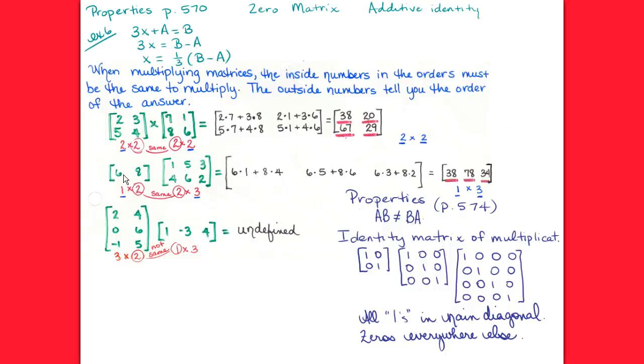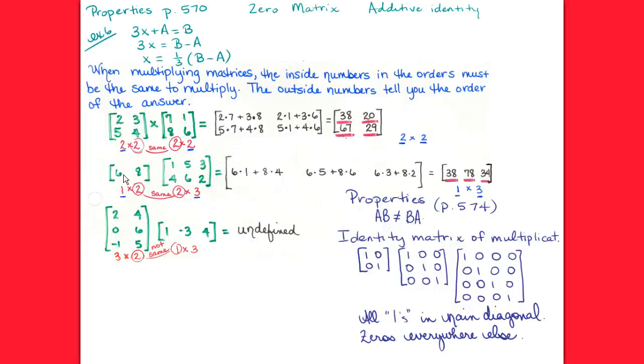All right, there on 574, they also give me the identity matrix of multiplication. We've had the identity of addition. Remember that the 0 matrix was the identity for addition. The identity for multiplication would be what matrix can I multiply by my matrix and still end up with the matrix that I started with.